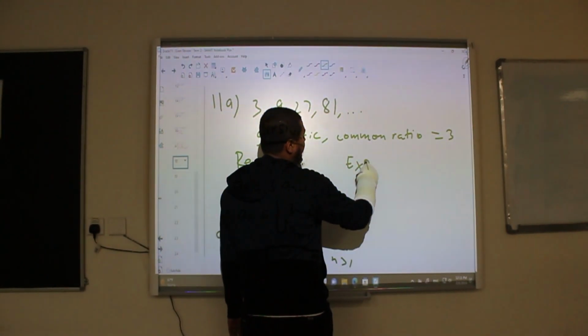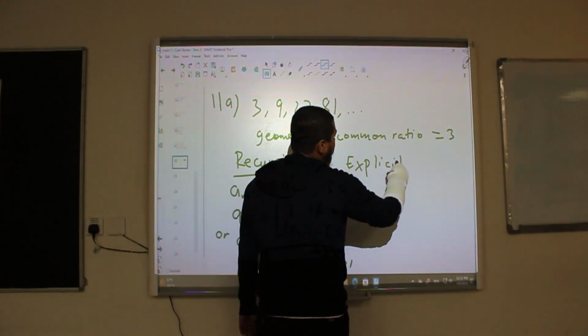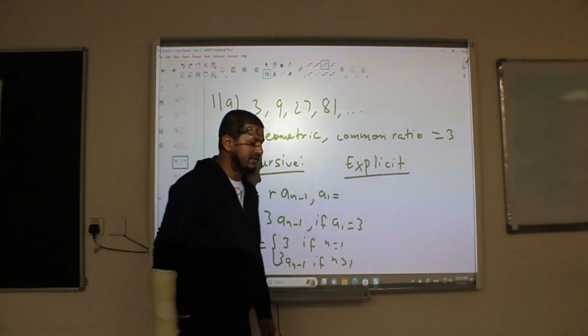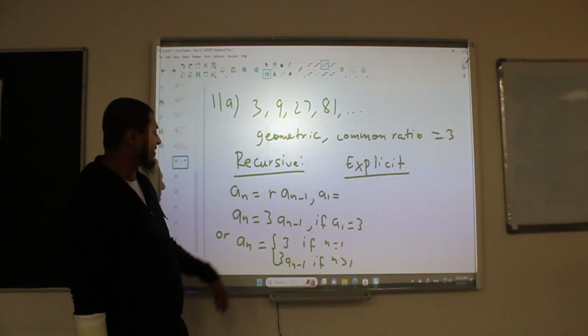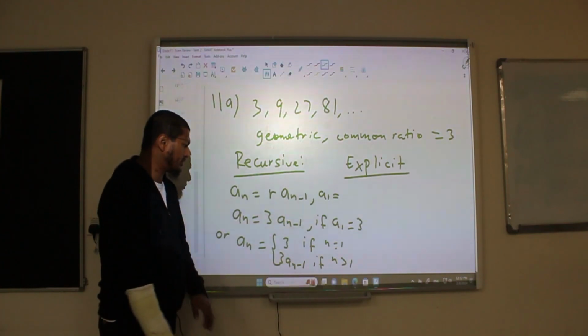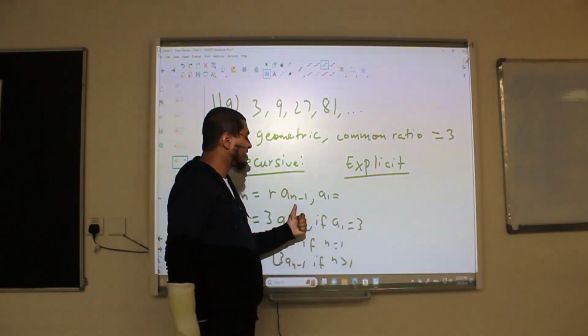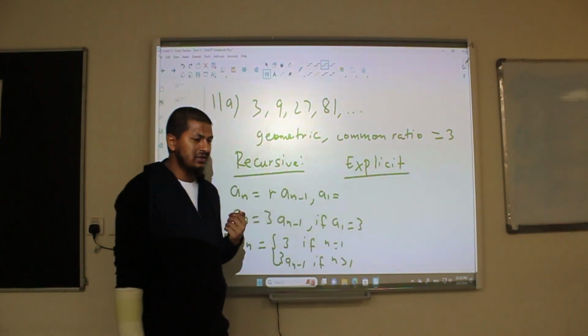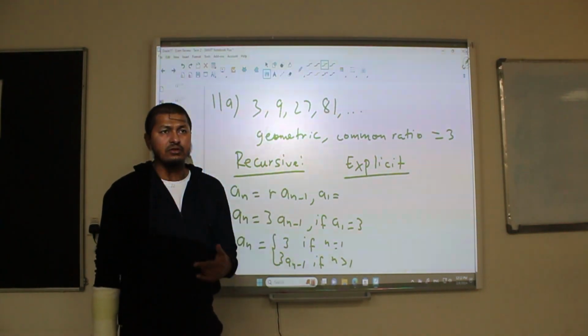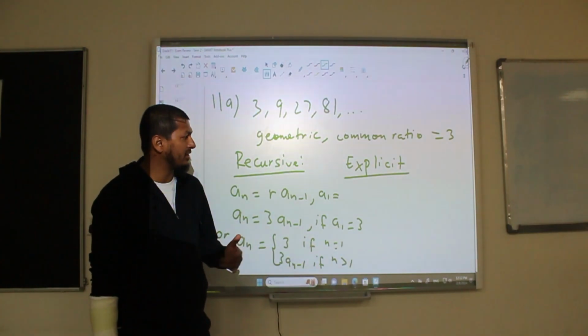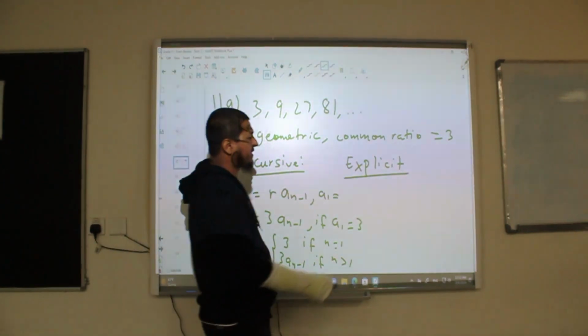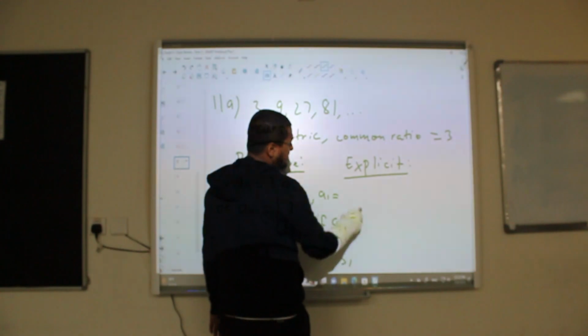Very simple. The advantage of using the explicit formula is that we can find any term first. The disadvantage of using the recursive formula is that if you want to find a_10, you need a_9, a_8, and so on. You need all the terms before. In other words, the recursive formula is kind of sequential, and the explicit formula, you can just find it at any point. So what's the explicit formula?